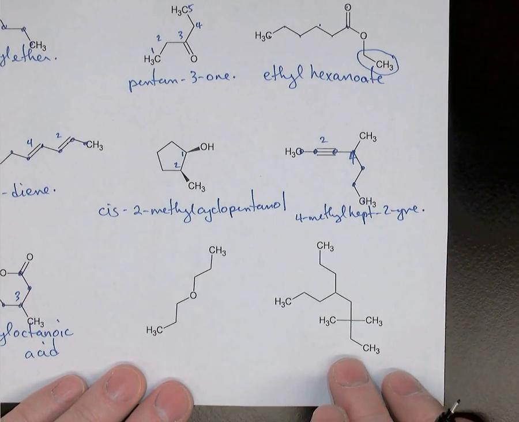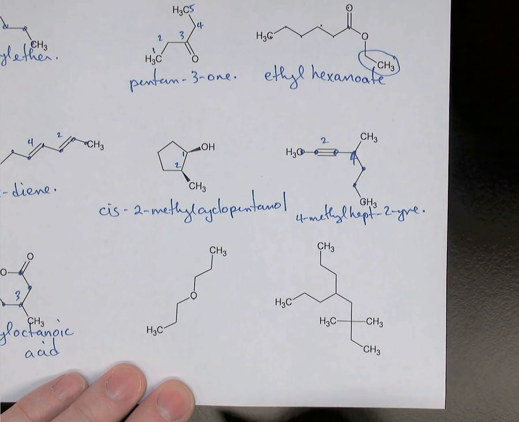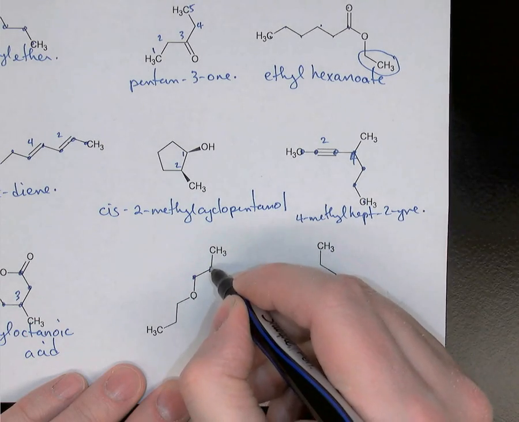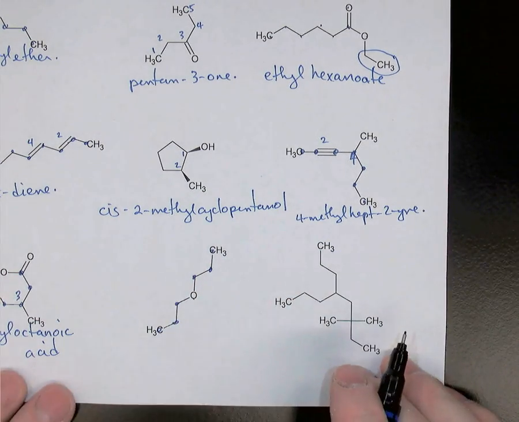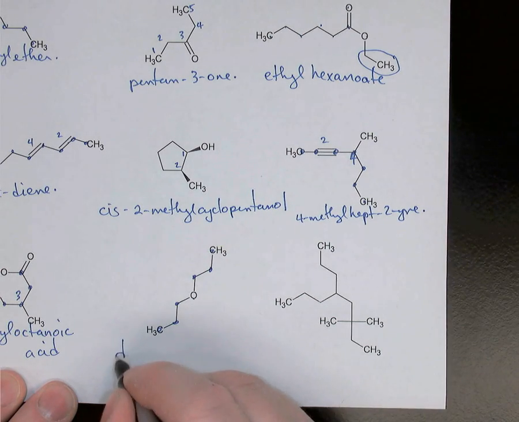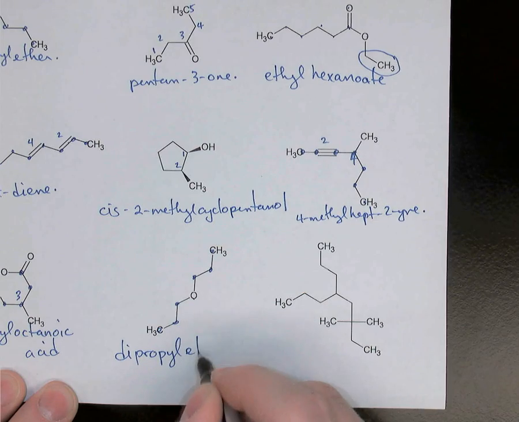Next we see an ether, oxygen with 2 R groups attached, and these R groups look identical. They have 1, 2, 3 carbons each. 3 carbons is propyl, so this would be dipropyl ether.